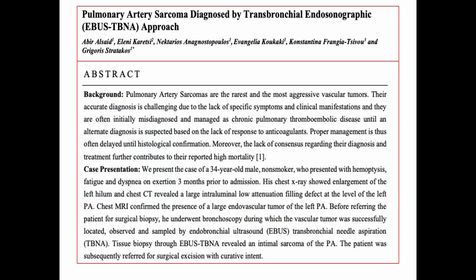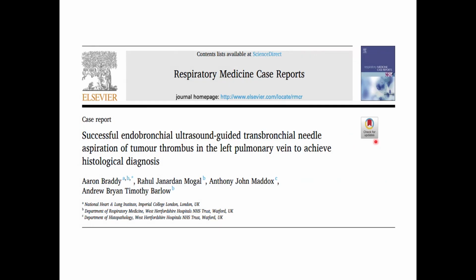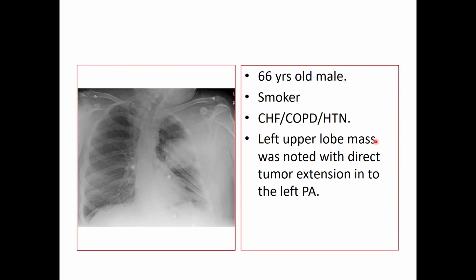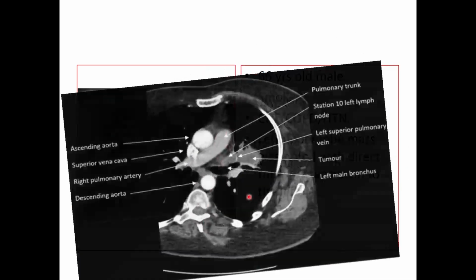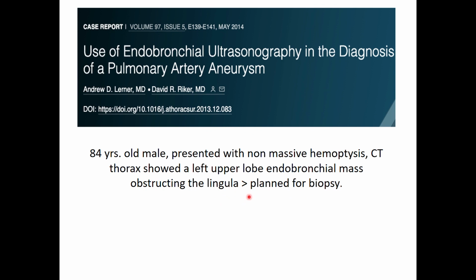So, a pulmonary artery sarcoma was diagnosed by transbronchial EBUS TBNA, and the patient was subsequently referred for surgery. These are findings where the diagnosis can only be achieved through EBUS. And successful EBUS-guided TBNA aspiration of tumor thrombus, again I already showed you. This is a 66-year-old male smoker. A left upper lobe mass was noted with direct tumor extension into the left pulmonary artery, which you can see clearly. So, in this case also, with EBUS TBNA you can achieve the diagnosis.